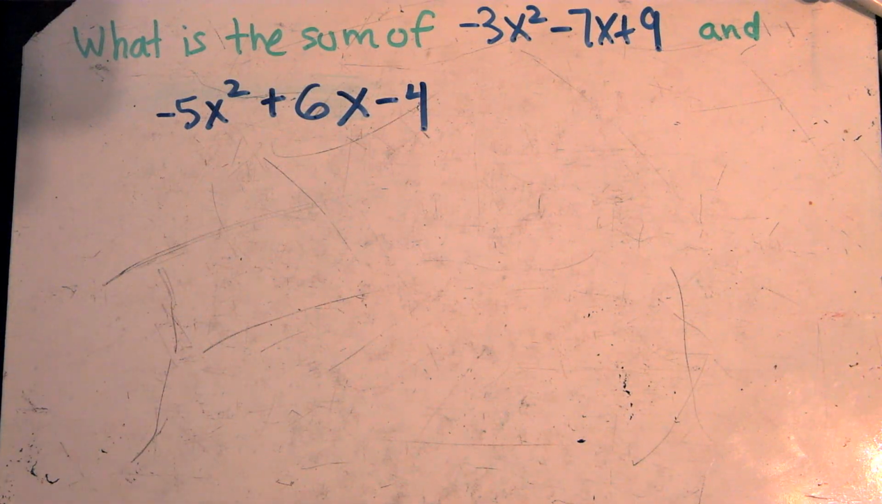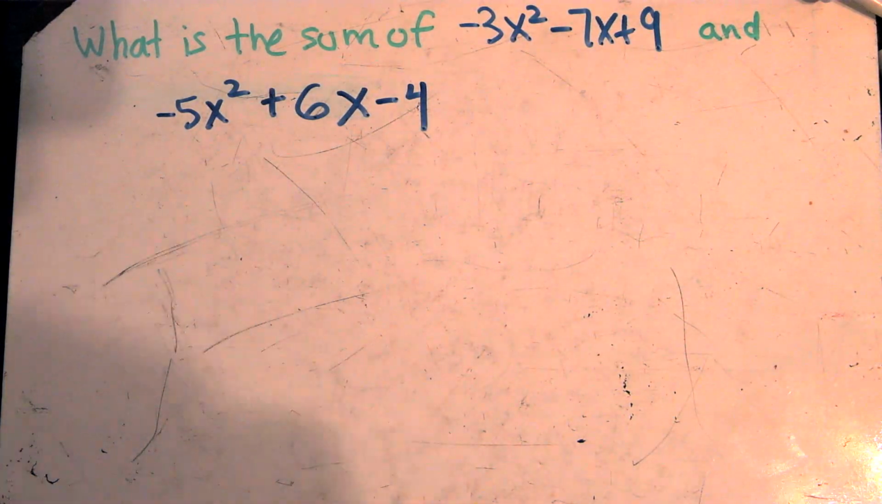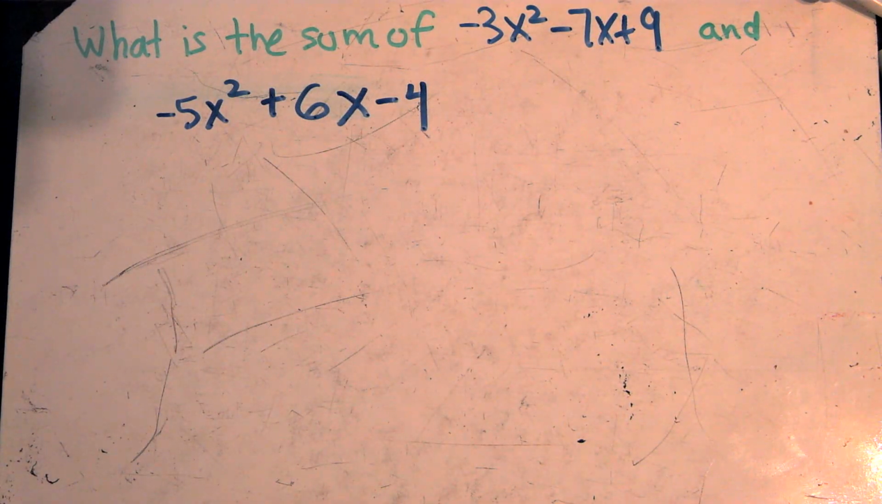Today we are going to add two polynomials. Typically in the Algebra 1 Regents, you see it written in this form. What is the sum of negative 3x squared minus 7x plus 9 and negative 5x squared plus 6x minus 4? So we know that the word sum means to add. So we would set it up as follows.